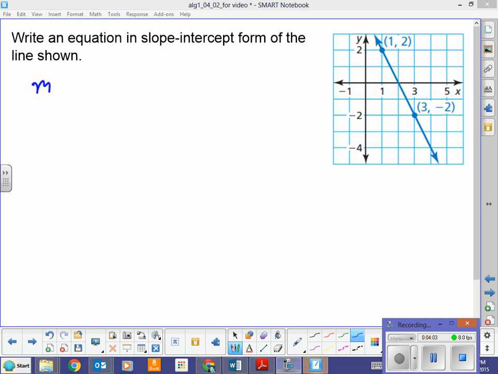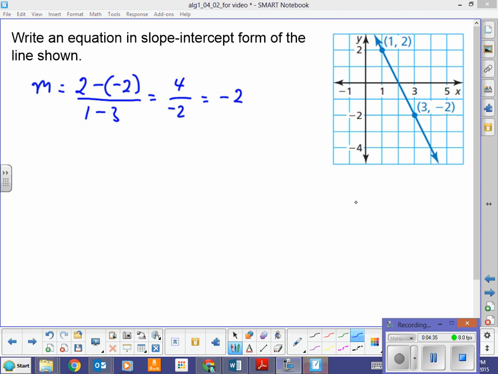So m, my slope, is 2 minus -2 over 1 minus 3. So 2 minus -2 is 4. 1 minus 3 is -2. 4 divided by -2 is -2. And that looks about right. This looks like a slope of -2.